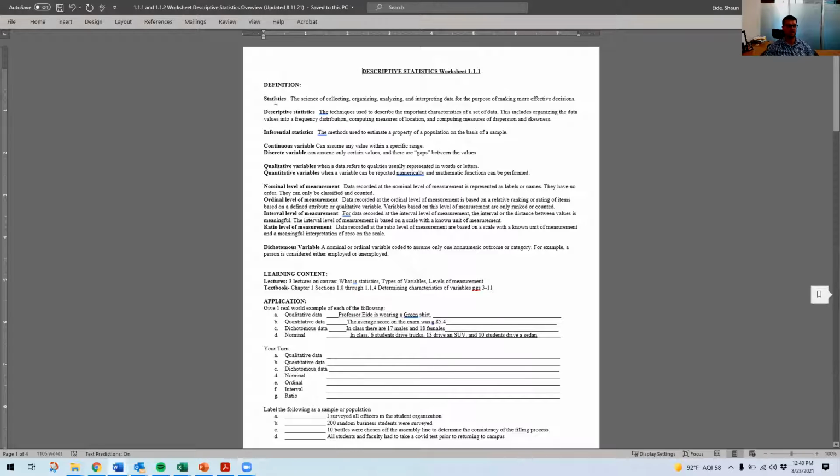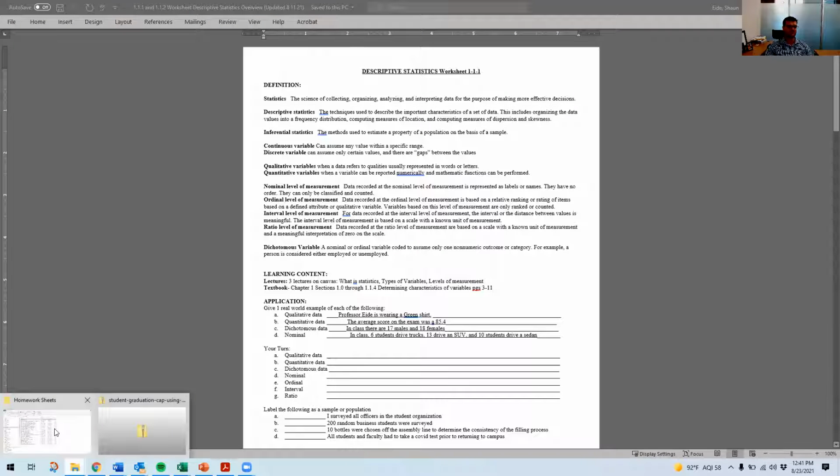Sometimes I'll have it start with some definitions. So you've got your definitions right here. And we go through the descriptive statistics, inferential statistics, continuous, discrete. And so this is a lot of really good information, but it's really important that you don't just look at these worksheets, but that you also watch the video that goes along with it.